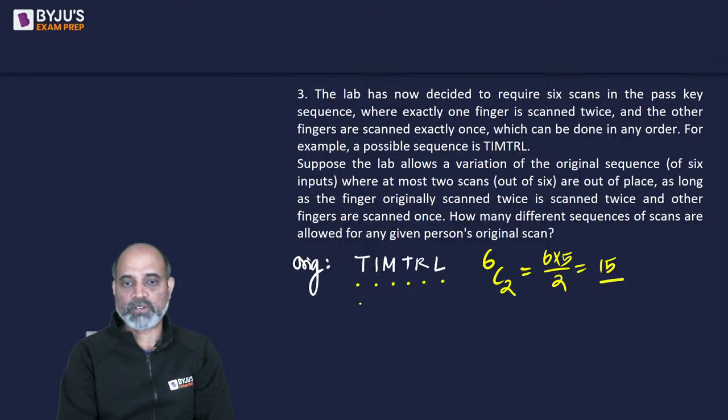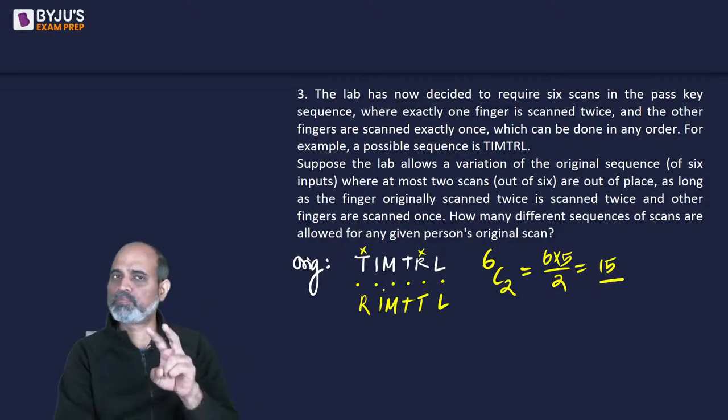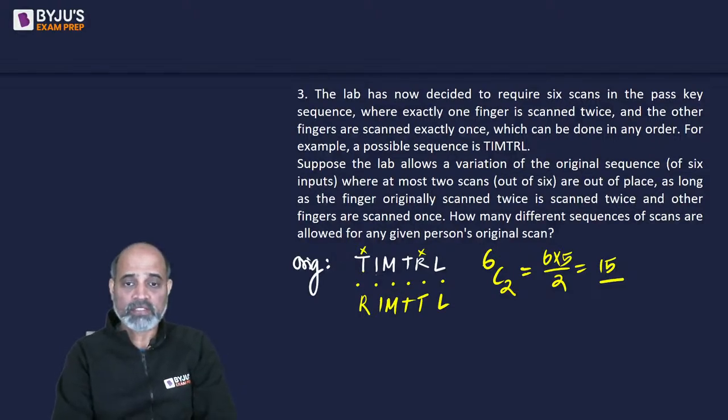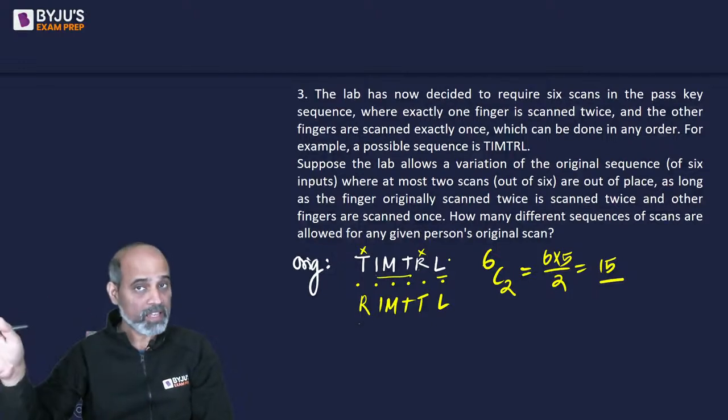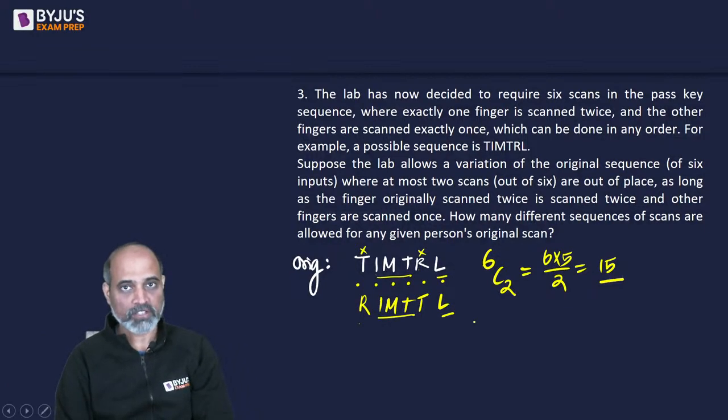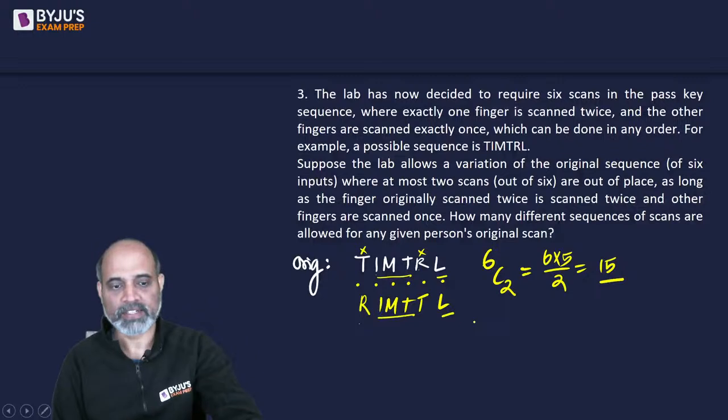For example, suppose I interchanged T and R, this T and this R, so I get RIMTTL. How many letters changed position? 2. This T has gone here and this R has gone here, while the other letters I, M, T and L are still where they should be. So only a pair gets interchanged, right?